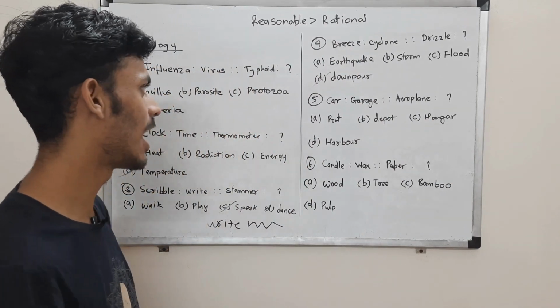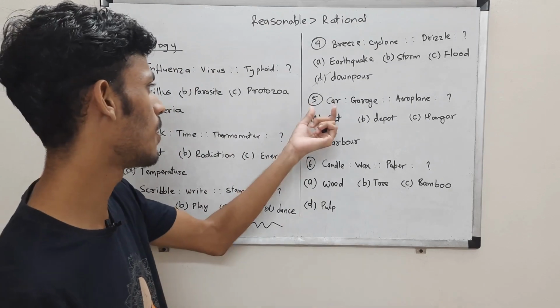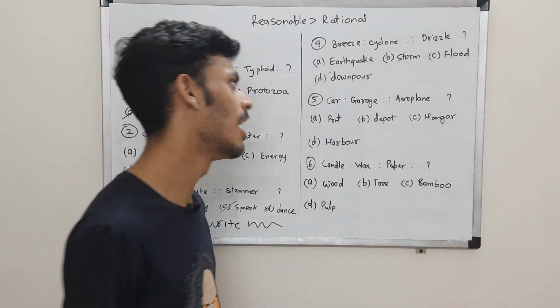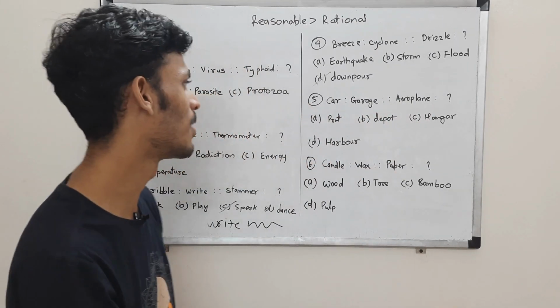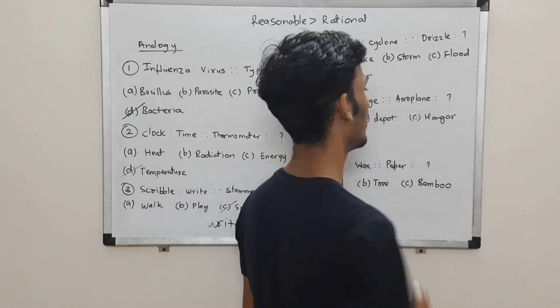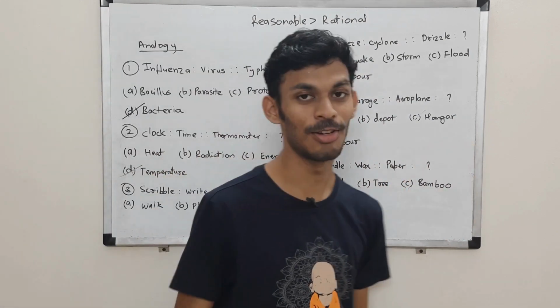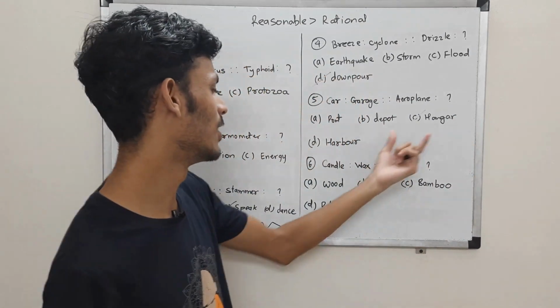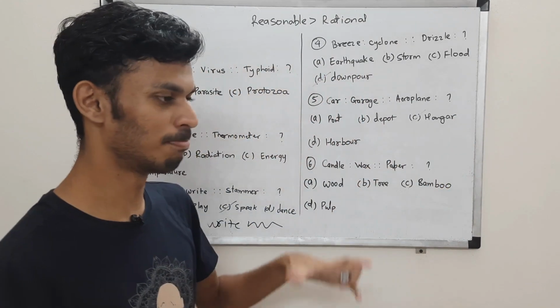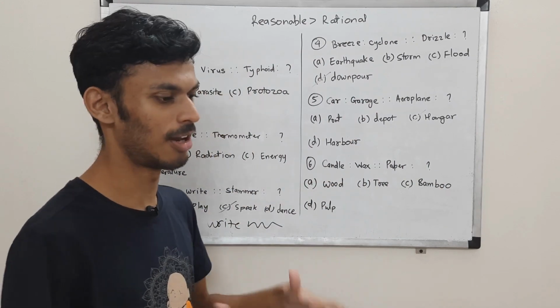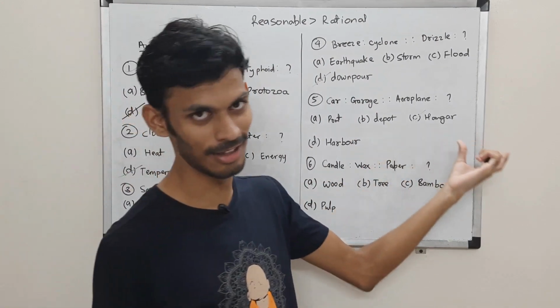Next we have car, garage. It's a parking place. Parking place for car is garage. Then aeroplane is what? You'll be surprised to know it's hangar. Option C is correct over here. It's not port, it's hangar. You can in fact Google it. Even I was surprised to know that. The place where the aeroplanes or aircrafts are kept is called hangar.